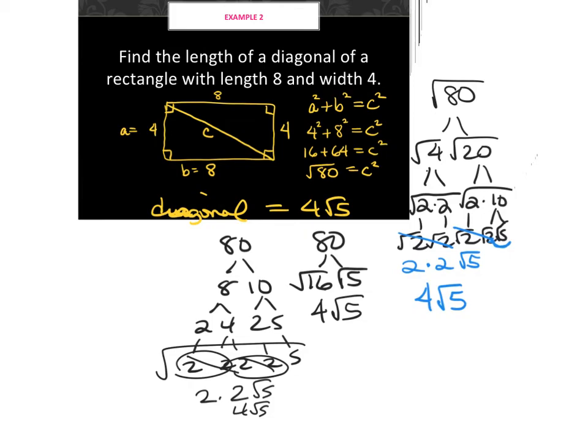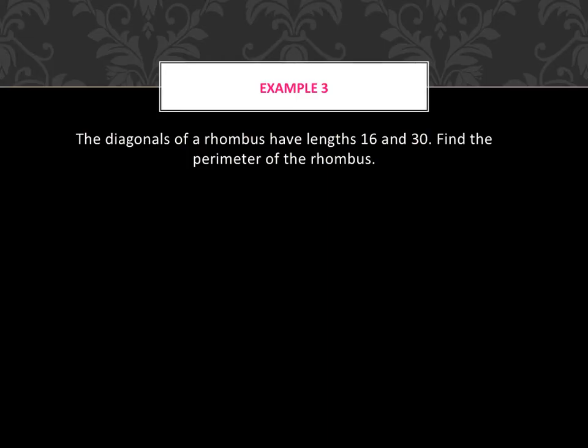Let's try the next one. All right, so here, another application problem, and it's telling me that the diagonals of a rhombus have length 16 and 30. It wants me to find the perimeter of the rhombus. Now, I understand that we have not covered quadrilaterals yet, and we're going to learn all the properties of the different quadrilateral shapes. But for this question, does everybody understand what a rhombus looks like? Looks like a diamond, right? Okay, so let me go ahead and draw one.